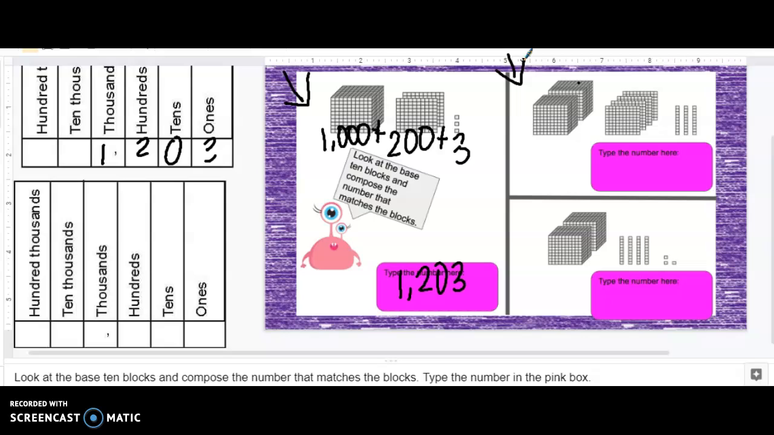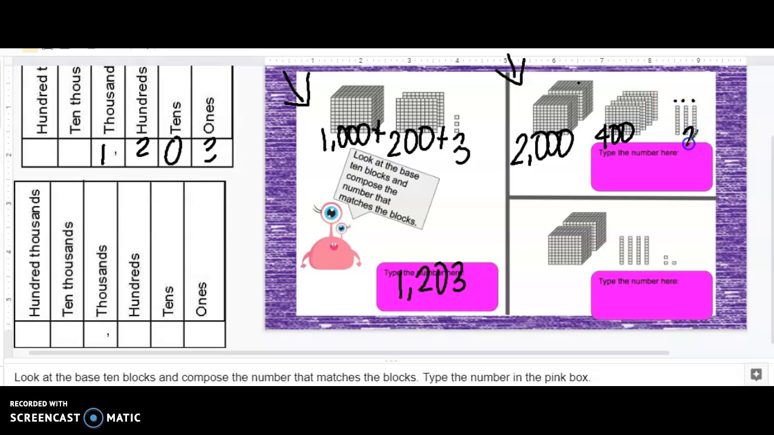I'm going to move on to this one, and I notice that I have thousands again, but how many thousands do we have this time? We have 2,000. How many hundreds do we have this time? We have 400. And then I noticed something a little bit different about this one than the first one. We have one of those skinny rods. Those are called, do you remember? Those are called tens rods. And how many tens rods do we have? We have 3.